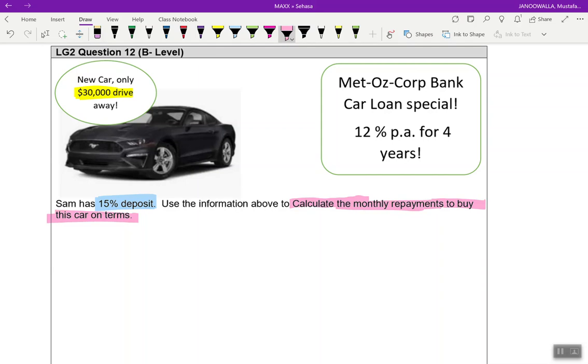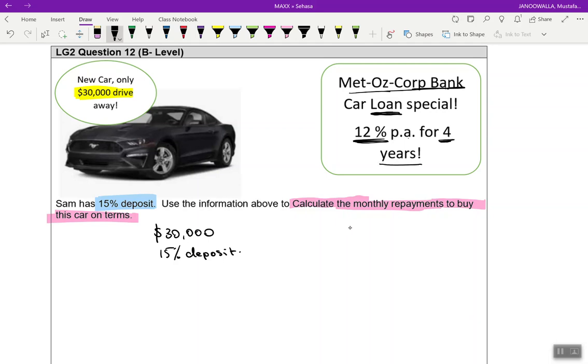We know the car costs $30,000. We'll write all the information we've got. We know that Sam has a 15% deposit, so we're going to have to calculate that. That's going to be our first step. After that, for the remainder of that money, it looks like he's going to the bank to get a loan. This is going to be on simple interest. We know the interest rate is going to be 12% p.a., which means per annum or per year, and then it's going for 4 years.